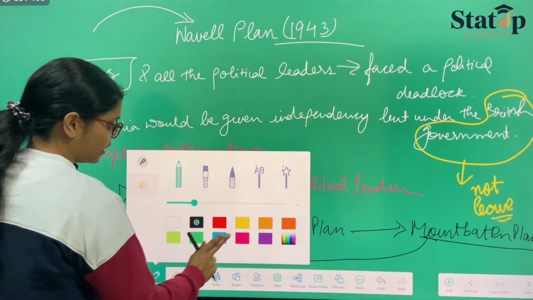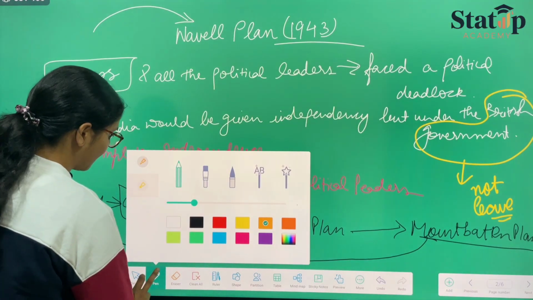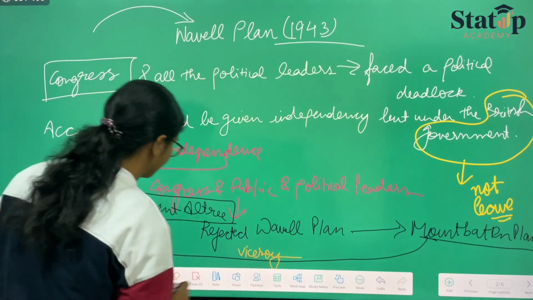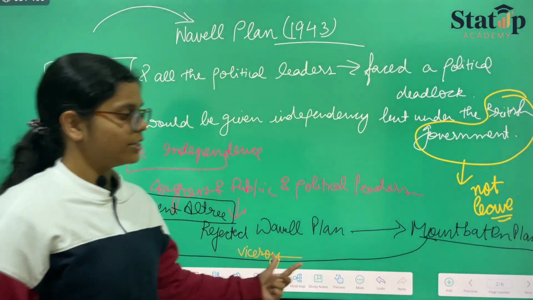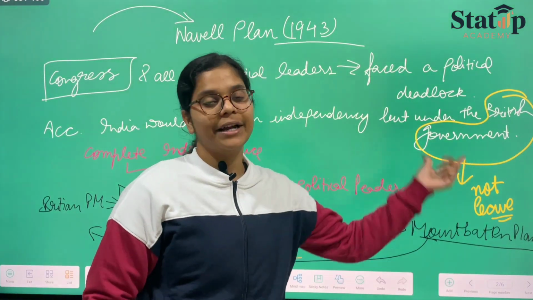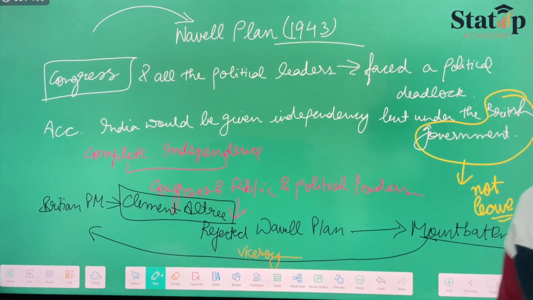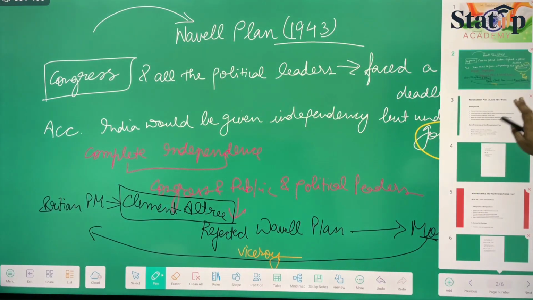Mountbatten was made viceroy. The PM made Mountbatten viceroy, and Mountbatten came to India with a plan known as the Mountbatten Plan. So let's know what the Mountbatten Plan was.